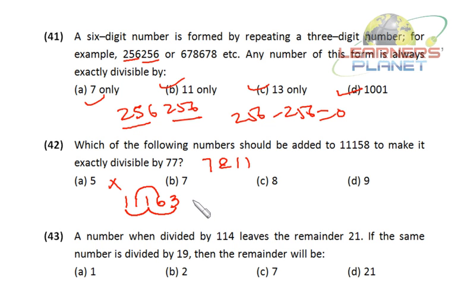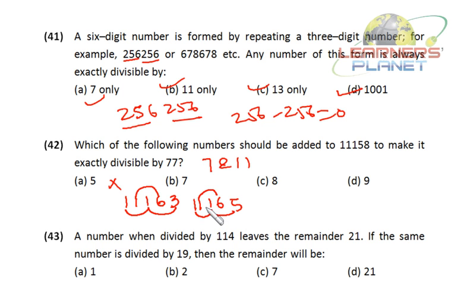Similarly, 11158 plus 7, that will give us 11165. Let's check whether it is divisible by 11 or not. So it's 2 plus 5, 7, and 6 plus 1, 7. So it is divisible by 11.